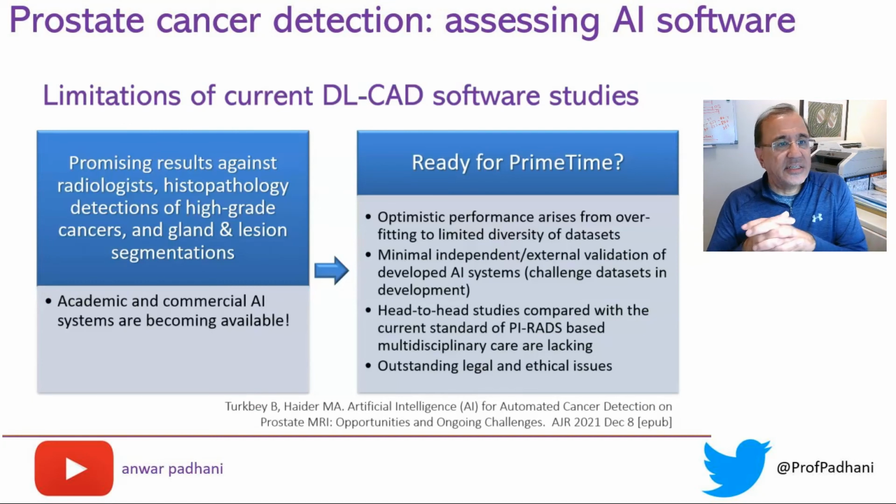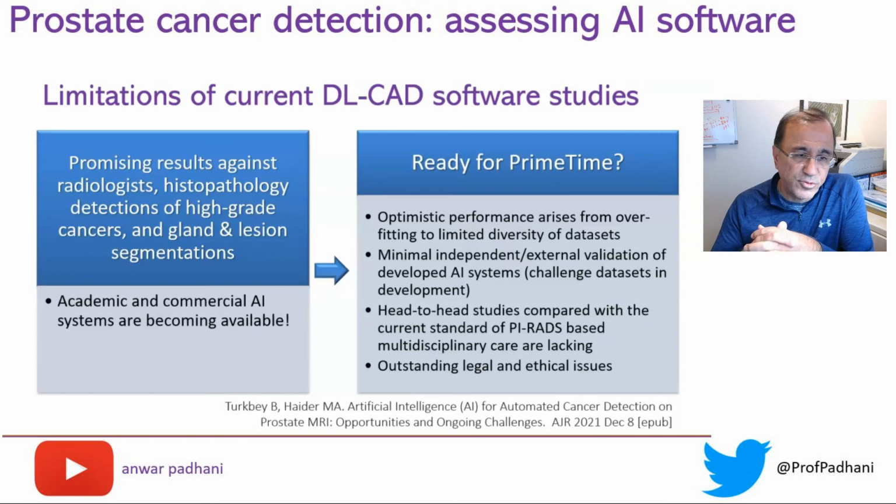So where are we today in terms of developments of AI software? We've certainly got promising results against radiologists, against histopathology, and for gland and lesion segmentations, and we see academic as well as commercial software becoming available. But is it really ready for prime time for the general radiologists? I think we have to acknowledge that the current level of performance is probably a bit too optimistic because there is overfitting to a limited diversity of data sets.